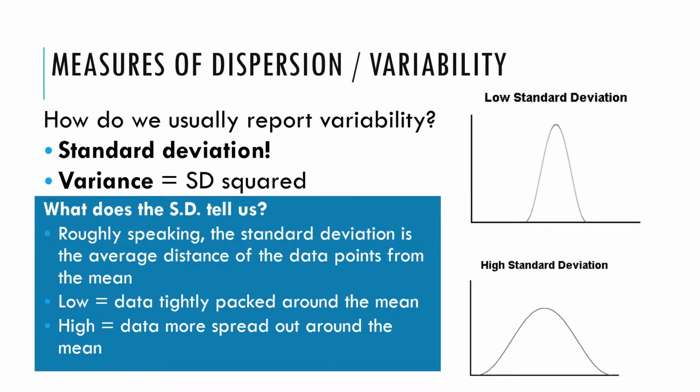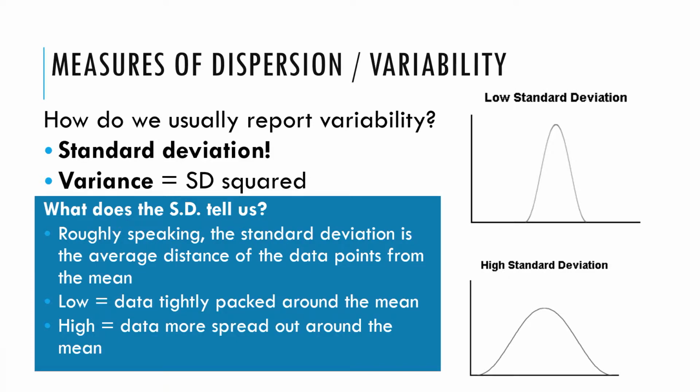Measures of dispersion, also called spread or variability, are also considered descriptive statistics. They're used to describe the degree of spread in a set of scores. So are all the scores similar and clustered around the mean? Or is there a lot of variability in the scores?